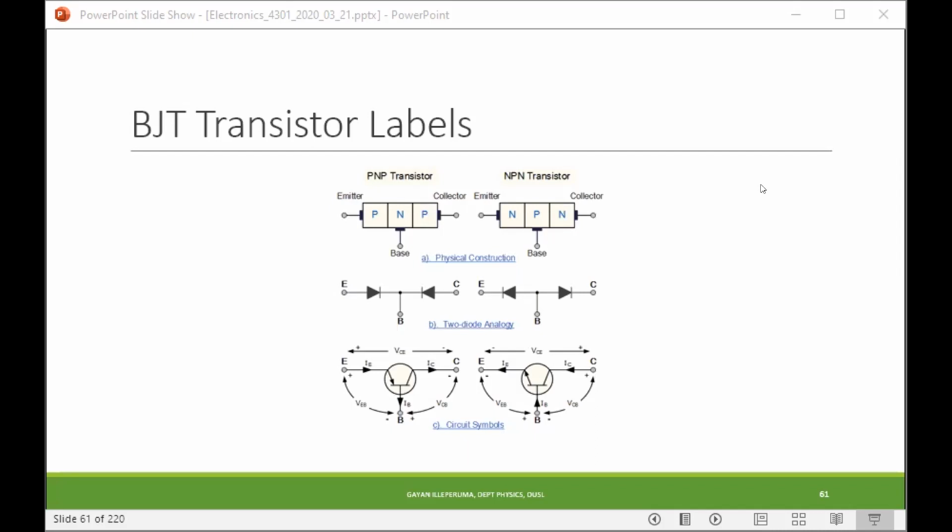In certain cases, you don't want to measure everything with respect to the ground. You want to compare the voltages in different terminals. Let's say I want to measure the collector voltage with reference to the emitter voltage. I want to know the voltage difference between collector and emitter, not referring to some ground. In that case, we use two letters in the subscript. We use VCE. VCE means collector voltage with reference to the emitter.